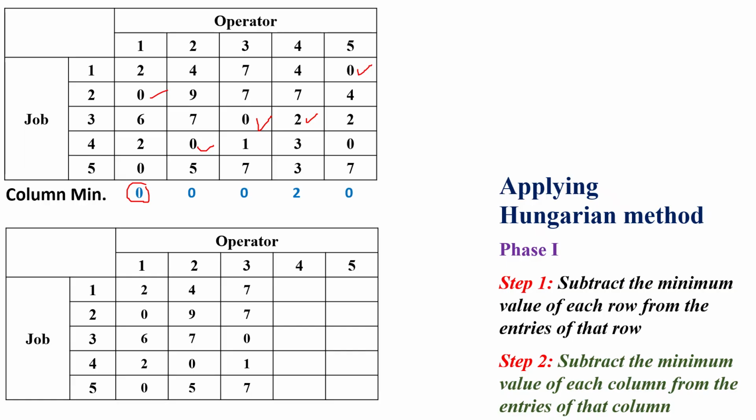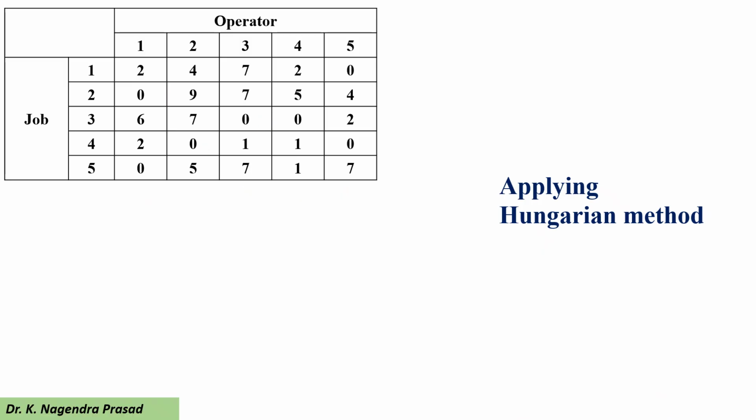Then the fourth column elements are 4 minus 2 equals 2, 7 minus 2 equals 5, 2 minus 2 equals 0, 3 minus 2 equals 1 and 3 minus 2 equals 1. The fifth column elements will not change because its minimum value is 0. We will get the same values if we subtract 0. Then the fifth column elements are 0, 4, 2, 0, 7.